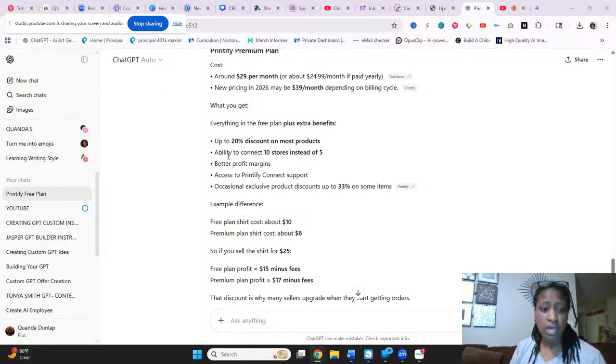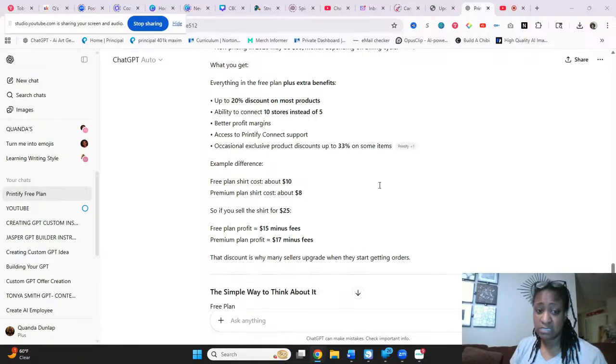You get the ability to connect 10 stores instead of 5. So free, you have 5 stores. Premium, you have 10 stores. You have better profit margins. You have access to Printify Connect support, and occasional exclusive product discounts up to 33% on some items.